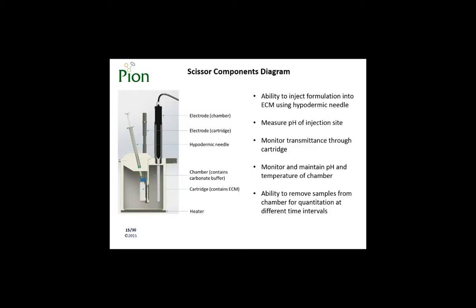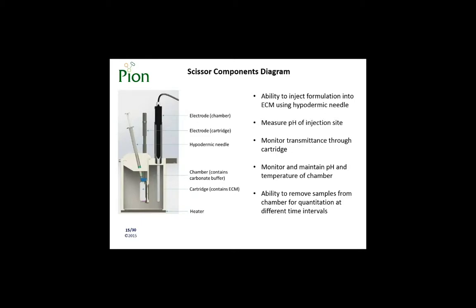Formulation is injected into the cartridge via a hypodermic needle, and pH at the injection site is monitored by a microelectrode. There are also a bank of LED diodes and detectors, which you can't see in this image, that shine light through the cartridge. Drops in light transmittance can be used to assess precipitation at the injection site.